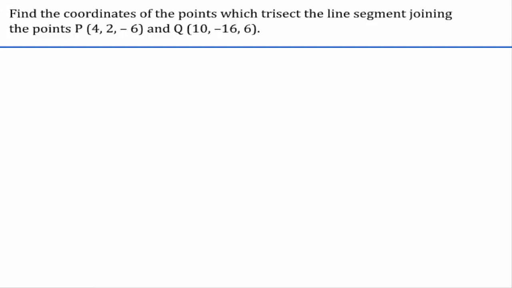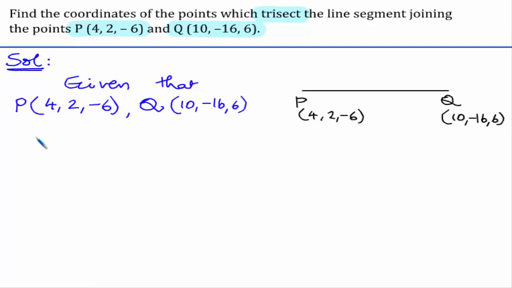In this question, we were given the 2 points P and Q, and we have to find out the coordinates of the points which are trisecting. Trisecting means dividing the line segment into 3 equal parts. Let us see the solution for this. It is given that a line segment with P (4, 2, minus 6) and Q (10, minus 16, 6). Now we have to find out the 2 points which are dividing the line segment into 3 equal parts.